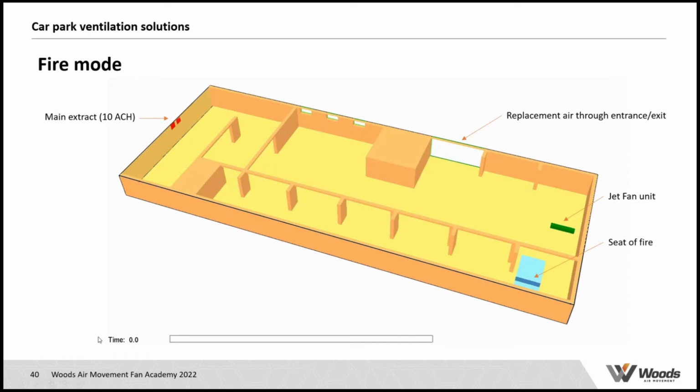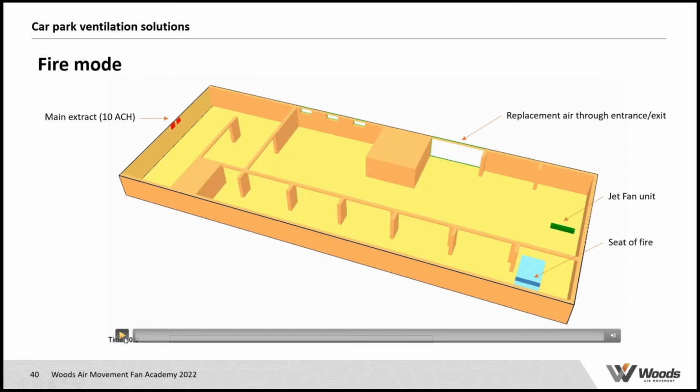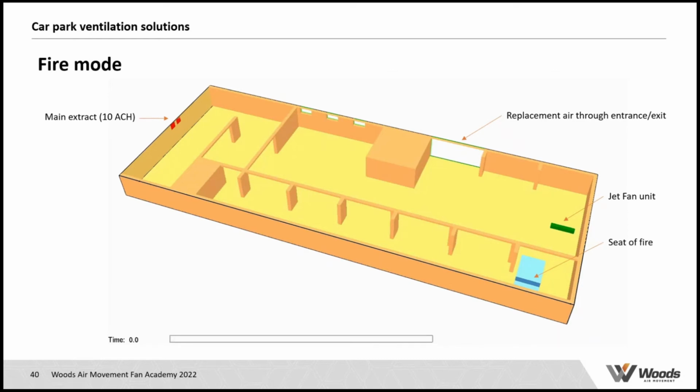how the system works, I've put together a small animation on a small car park where we have an extract point on the left-hand side, which is sized to meet the 10 air changes requirement. We've got replacement air coming through the entrance ramp into the car park. We've got a single jet fan here that generally operates in normal day-to-day operation to provide dilution and air distribution. And we've got some bluish block here, which is the seat of the fire.